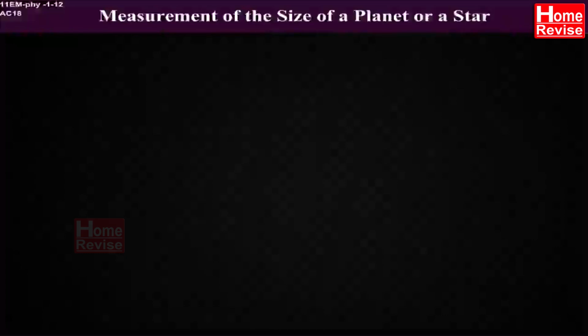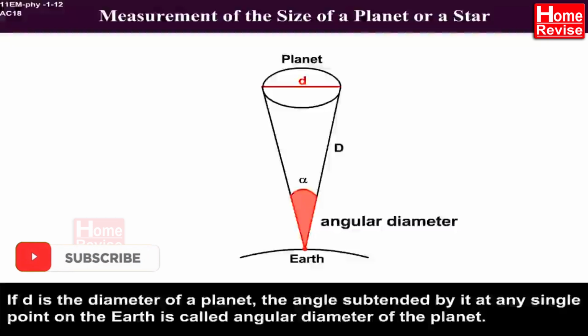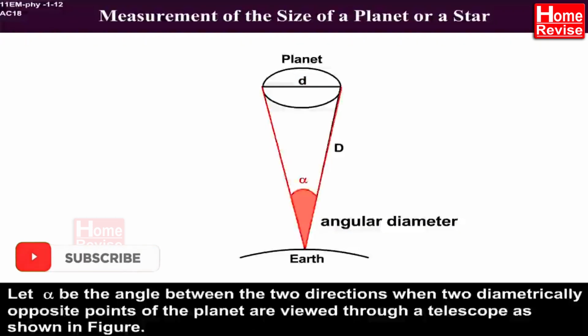Measurement of the size of a planet or a star. If small d is the diameter of a planet, the angle subtended by it at any single point on the Earth is called the angular diameter of the planet. Let alpha be the angle between the two directions when two diametrically opposite points of the planet are viewed through a telescope, as shown in the figure.